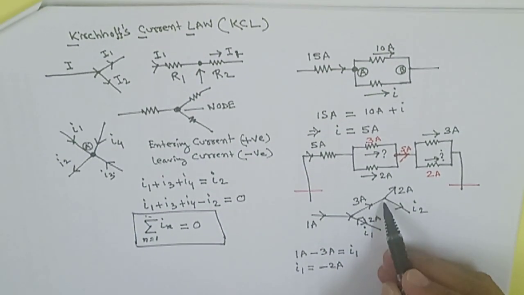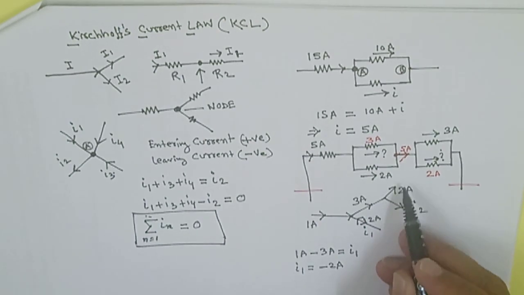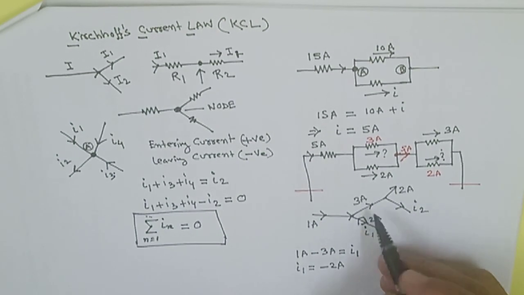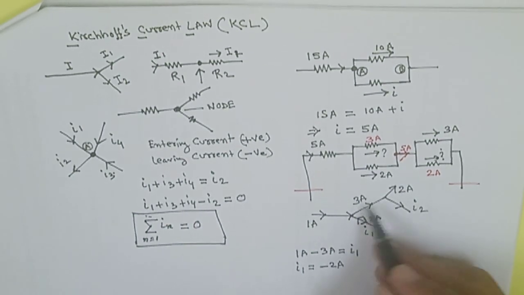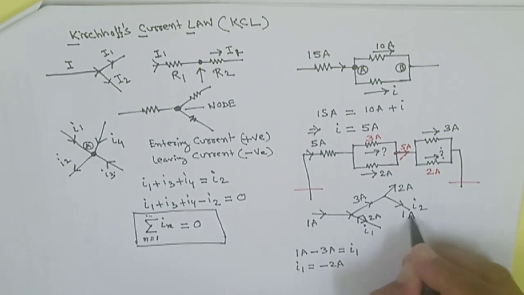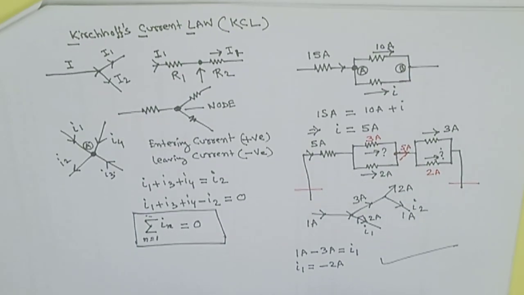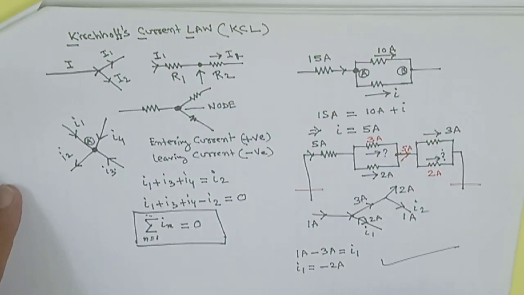Now here 3 ampere is coming, 2 ampere is going out. How much is this current? This is very easy. So this is 3 ampere, a higher current than this current. So obviously 3 minus 2, it will be the 1 ampere. Like this way you can solve Kirchhoff's law.